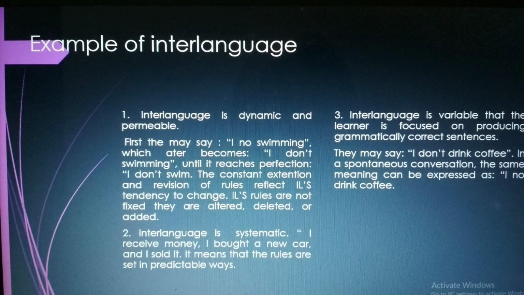And the second, interlanguage is systematic. For example, "I bought a new car and I sold it." It means that the rules are set in predictable ways. And the third, interlanguage is variable, in the grammatically correct sentence.